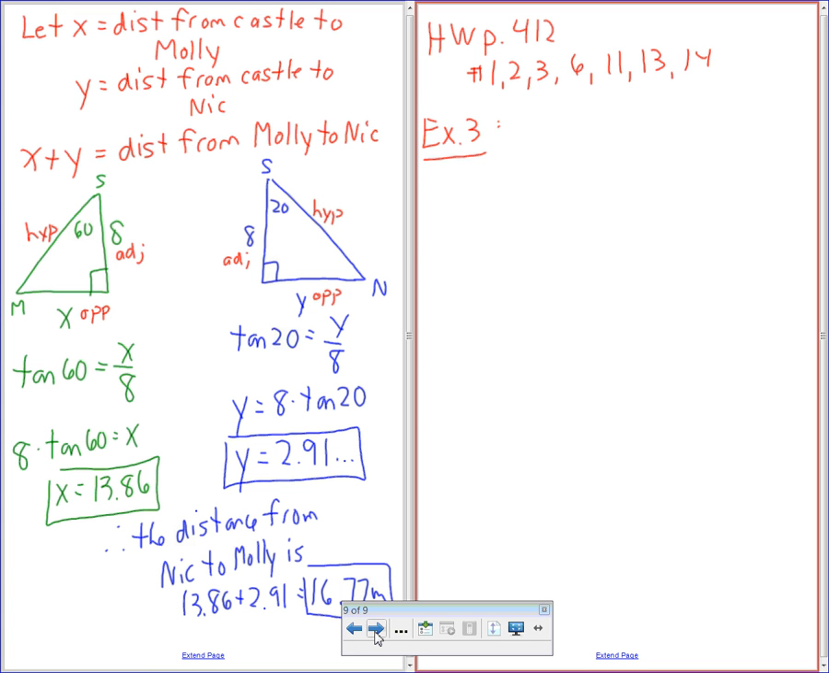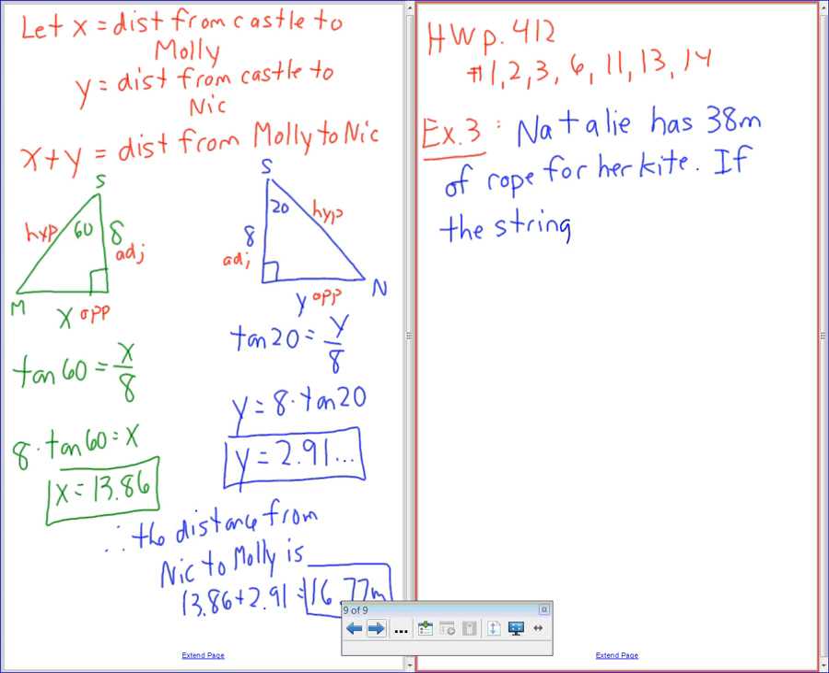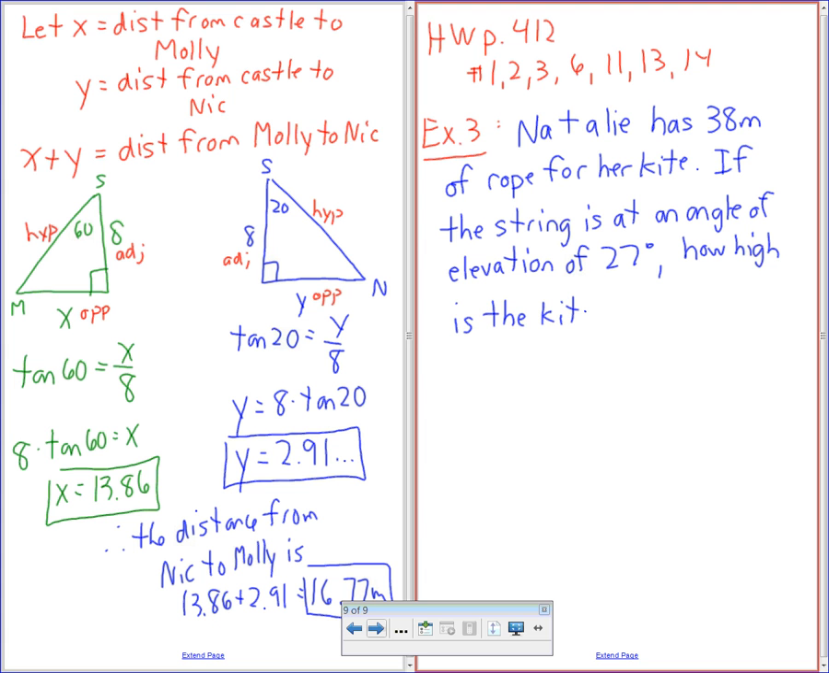Here we go, example 3. Who likes kites in the classroom? I love kites. Great, Natalie. Natalie has, let's say, 38 meters. If the string is at an angle of elevation of 27 degrees, how high is the kite? I need you to stretch your brain.